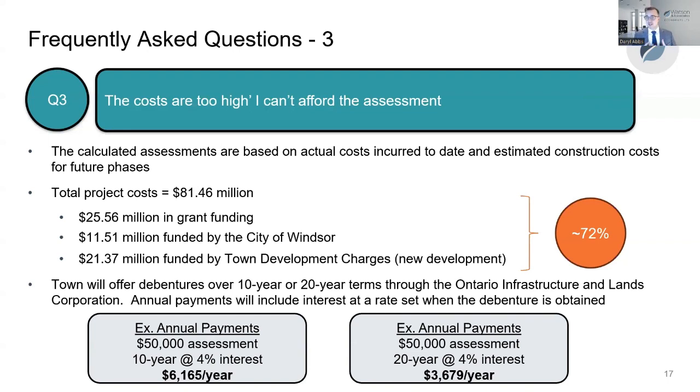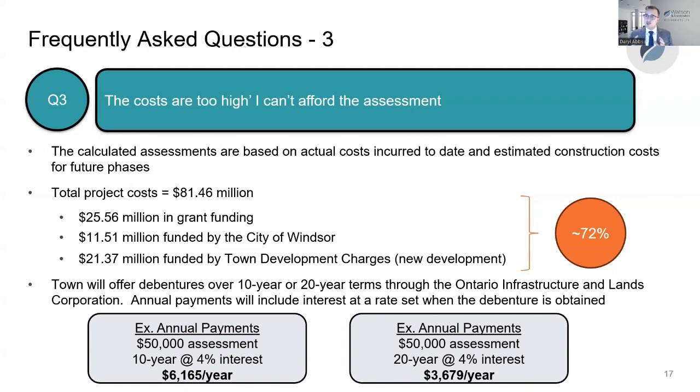$25.5 million was identified in grant funding, so this is from upper levels of government. $11.5 million will be funded by the city of Windsor, and $21.4 million will be funded by the town through development charges. So new development would actually pay that $21.4 million as they construct and pay their development charges.